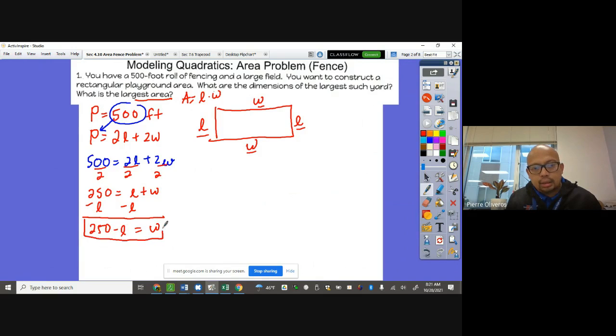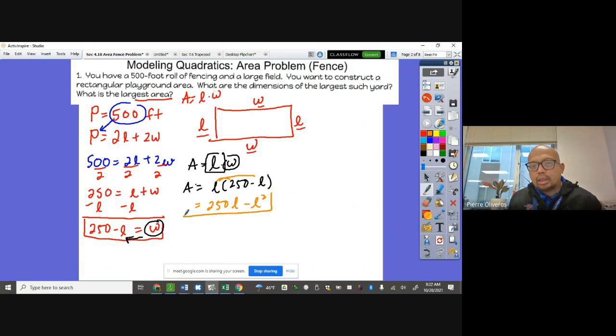Okay. Now to find the area again, the area is length times width, right? The length is the length. The W is right here, which is 250 minus L. It's like the substitution method. So the area will give us L times 250 minus L. If I distribute the L, what happened, guys? This becomes 250L minus L squared.